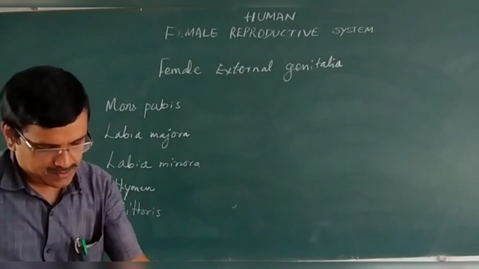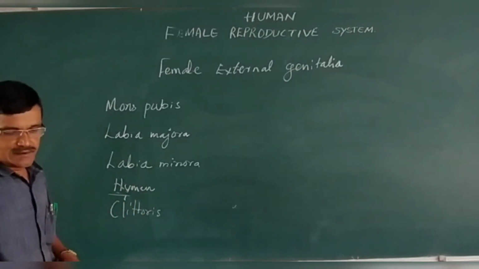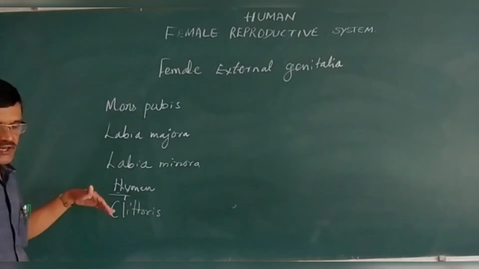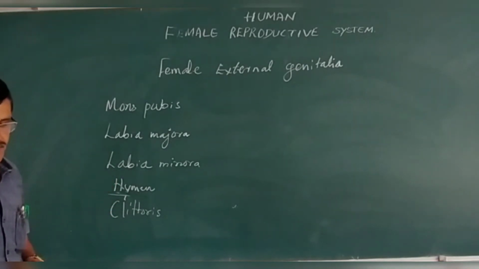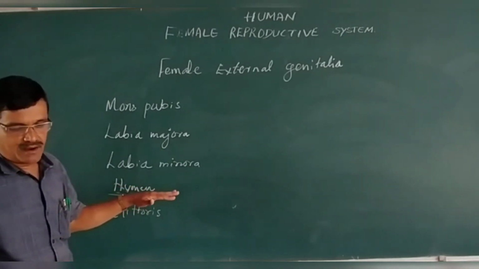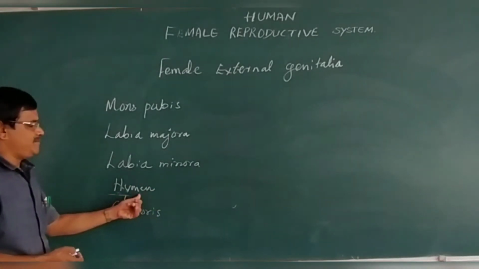Then the next portion is hymen. Hymen is a thin membranous structure which is found in the region of the opening of the vagina, and it partially covers the vagina. So the opening of the vagina is covered partially by the membrane called hymen.